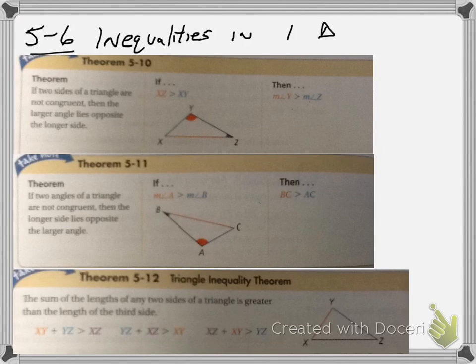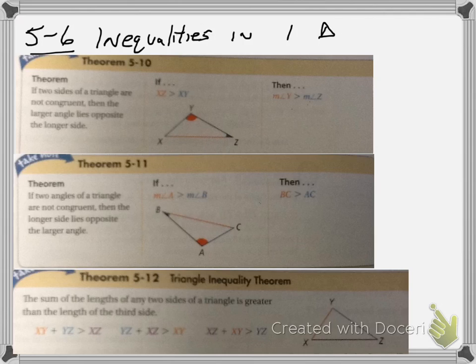Alright guys, 5-6 is about inequalities in triangles. What they have here are a bunch of different theorems. Copy them down just so you have them, 5-10, 5-11, and 5-12. But what they're saying is basically that the largest angle is opposite the largest side, and the smallest angle is opposite the smallest side, and vice versa. The smallest side is opposite the smallest angle, and the largest side is opposite the largest angle. So one way or the other, that's all these theorems pretty much say.